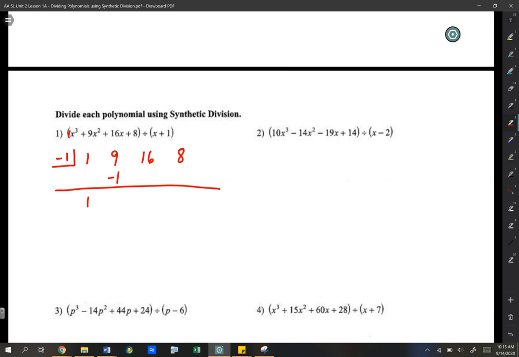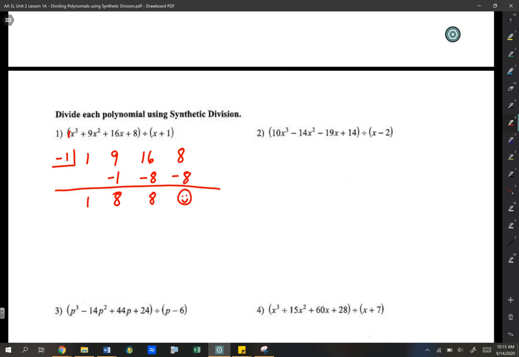9 plus negative 1 is 8. 8 times negative 1 is negative 8. 16 plus negative 8 gives you 8. 8 times negative 1 gives you negative 8. And then 8 added with negative 8 gives me a 0. And we always like to put a smiley face when we get a 0 for a remainder, because that just means that x plus 1 is indeed a factor and negative 1 is a root.